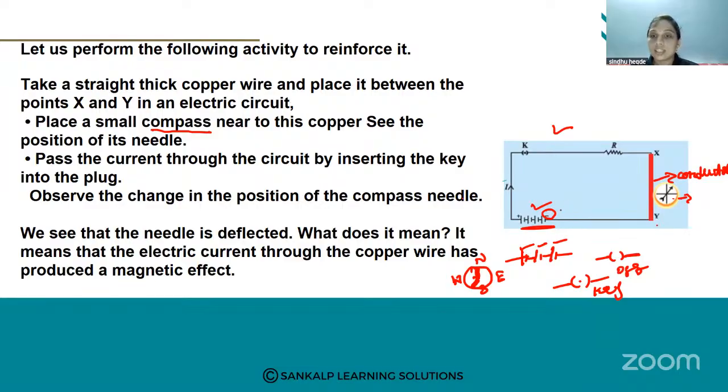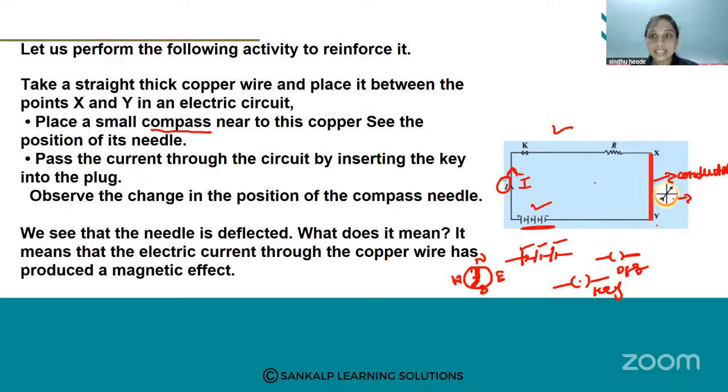Next, see what happens here. He just places one compass near this circuit. Then when the plug key is closed, it means the circuit is in the on state, and the current starts flowing in the circuit. This current is denoted by the letter I, right? We know that. Yes, it starts flowing in the circuit.